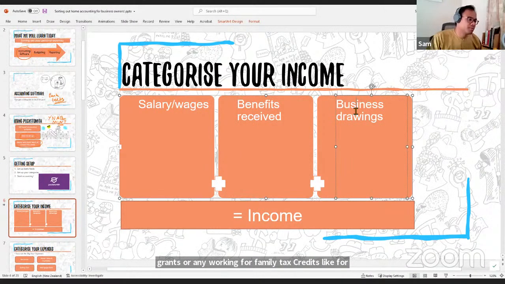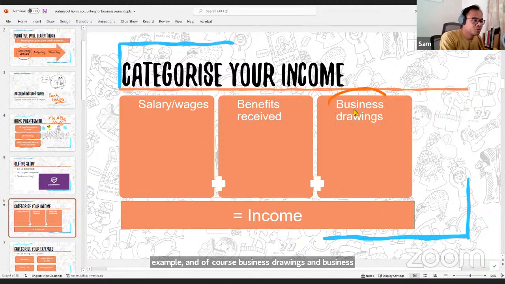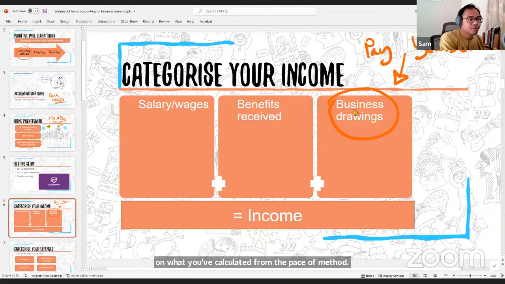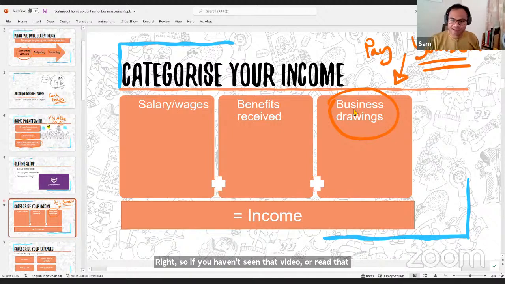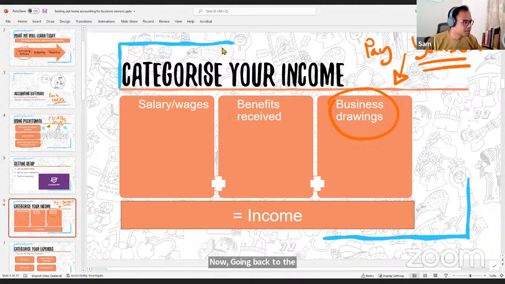And business drawings, if you will remember, are based on what you've calculated from the pay yourself method. Right. So if you haven't seen that video or read that article, I highly recommend that you do so. And then you'll get a better idea of what sort of business drawings you can take out of your business.